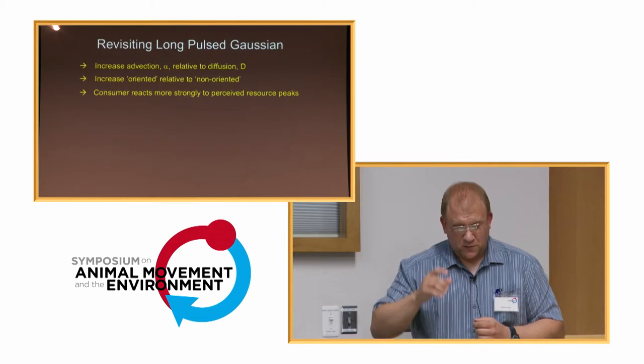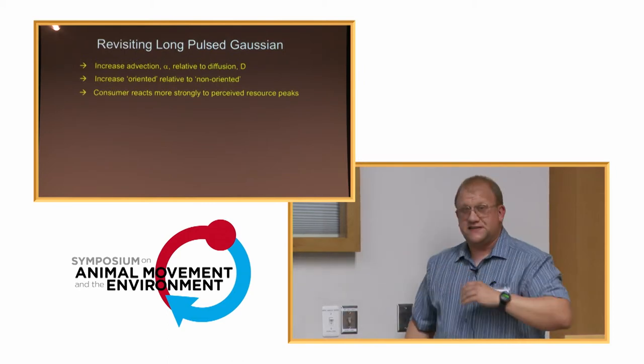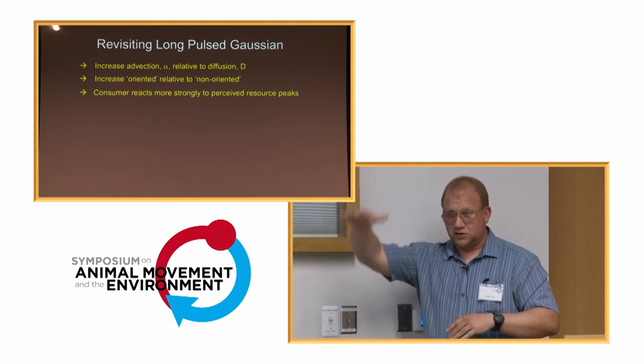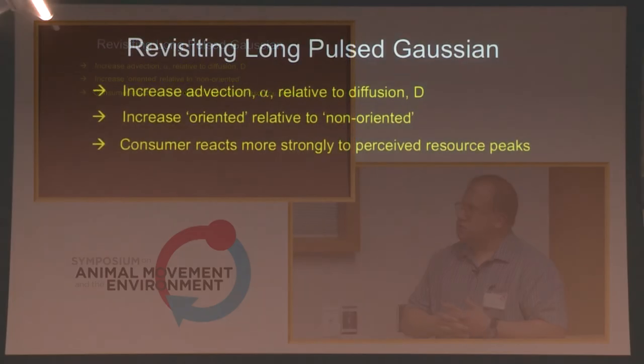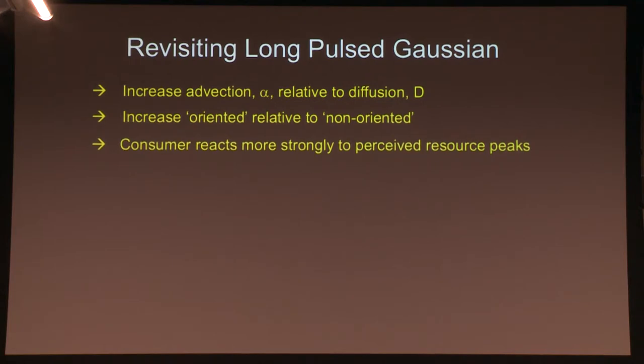Okay, we can do this in a couple ways. First, we'll go back and revisit that long-pulsed Gaussian, that single pulse, resources pulsing up and down. But we're going to do two things. We're going to increase advection, that alpha term, and we're going to do so relative to diffusion. And what this means, in the context that I outlined earlier, is we're increasing the importance of the oriented movement relative to the non-oriented movement. In other words, from a biological perspective, the consumer is now able to react more strongly to any resource gradient that it can perceive. So if it sees a pulse, it can get there quicker because it can follow the information toward that resource more quickly.